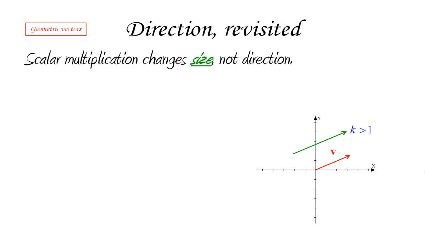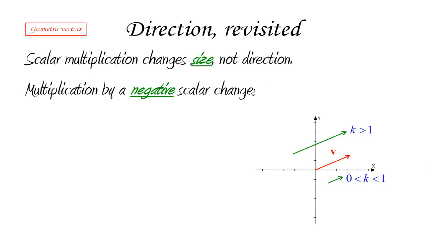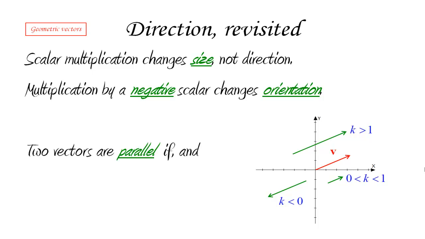Now, for instance, if the scalar is greater than 1, we're going to make it longer, and if it's between 0 and 1, we're going to make it shorter. And if we're multiplying by a negative, we're not really changing the direction. The direction stays the same. It's the orientation that changes. That's what happens when we multiply by a number less than 0. Same direction, different orientation.